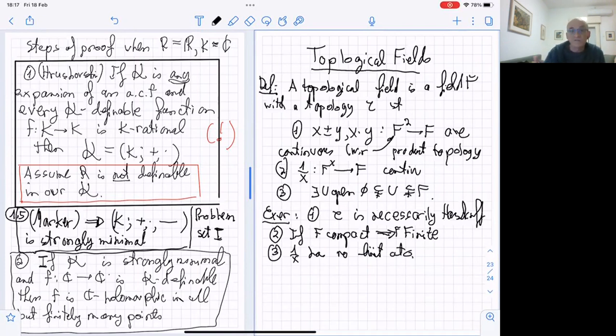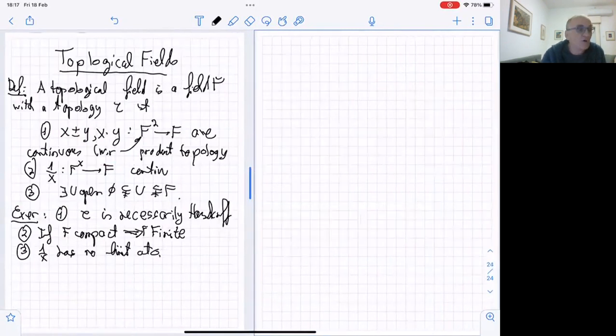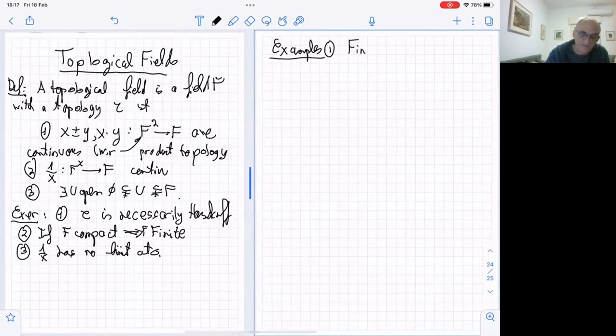Some of them will later feature in the work on all minimal structures. So let me start with trivial examples. So finite fields, but then with the discrete topology. Necessarily, it's Hausdorff. Finite fields, so of course discrete topology.